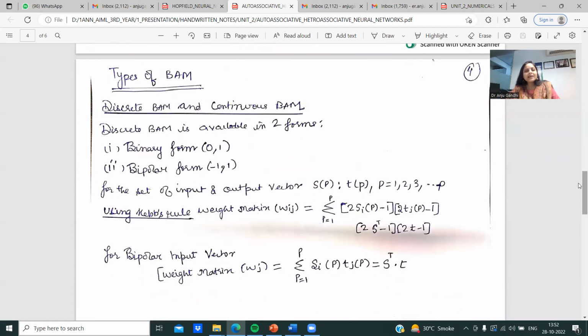Now, let's study the types of BAM. We have two types of BAM: discrete and continuous.